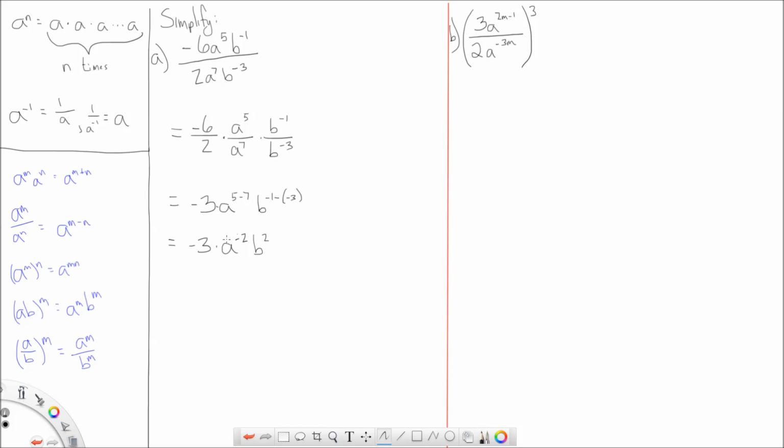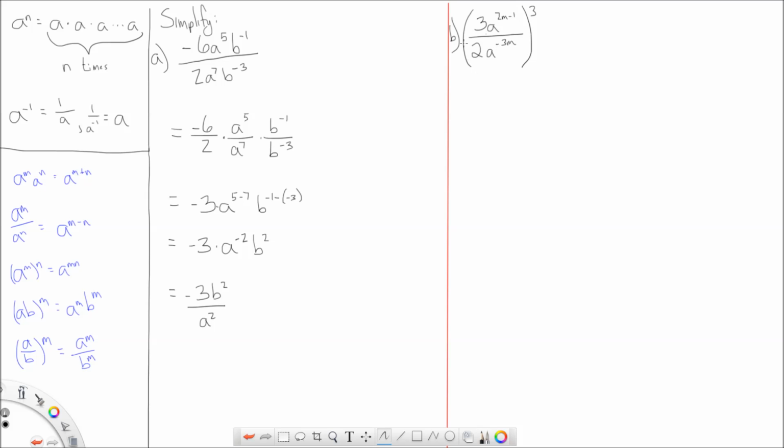So the only thing we have now is this negative exponent in the a, but this rule to the left here says if we have a negative exponent, then we just put it in the denominator. So this is the same as negative 3b squared over a squared. So now we have all positive exponents, exactly like we wanted, and this expression here is the same as the expression at the top, just much more simple.